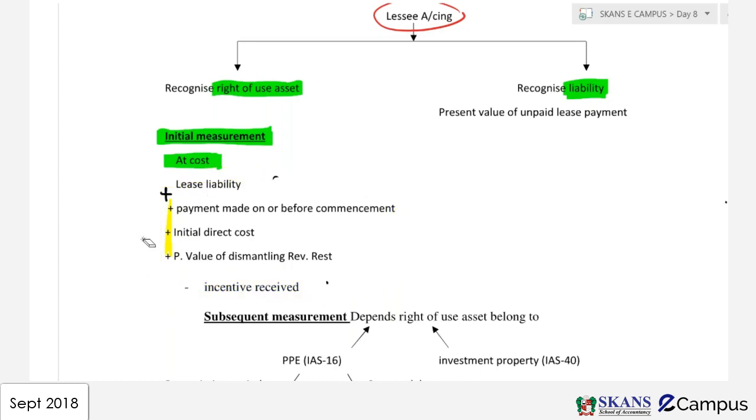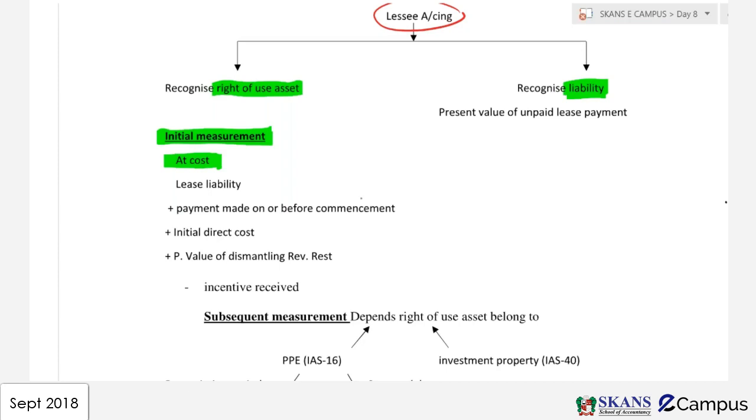The first component is lease liabilities. Second component is payments made on or before commencement. Third is initial direct cost, then present value of dismantling, moving, and registration. And the last one is incentives received, guys.